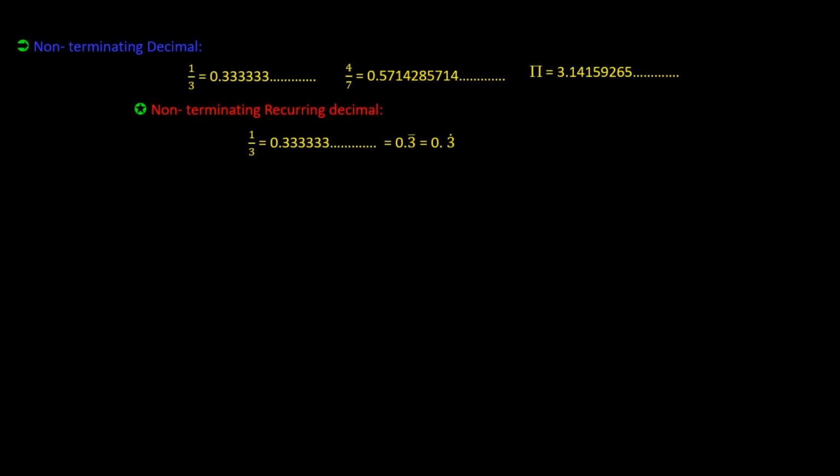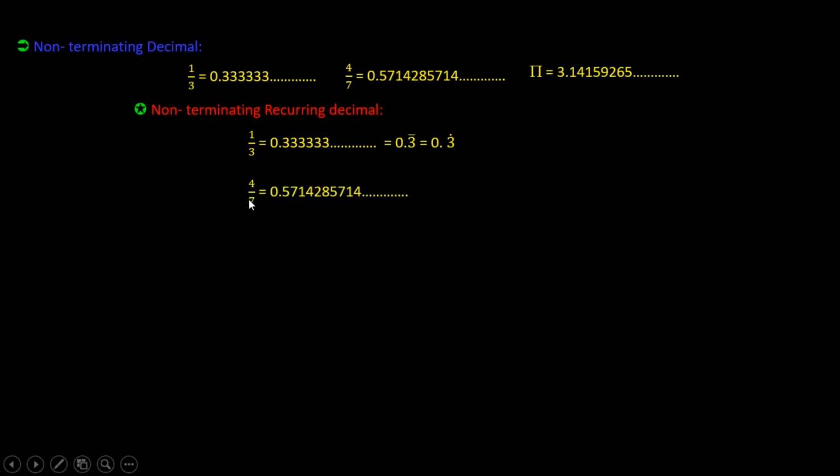So here also, you can write it in the form 0.3 dot. This dot also represents the same thing. Either you can write a bar or you can write a dot here, so that it represents that this 3 is repeating. So let's see another example, 4 by 7.